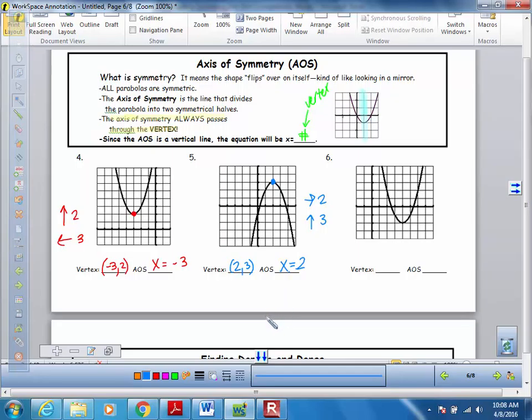Okay. Let's look at another one of these. Carnisha, tell me how you would get to this vertex here. You go right 1, 2, 3, 4 and down 2. Okay? So how would I write that as an ordered pair? (4, -2). Very good. And our axis of symmetry always goes through the vertex. So Dasheen, what would x equal here? 4. Okay?